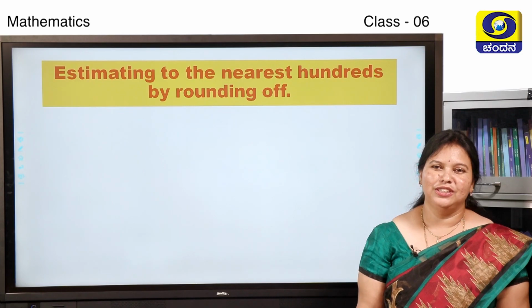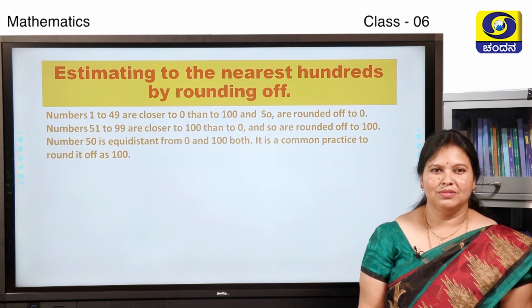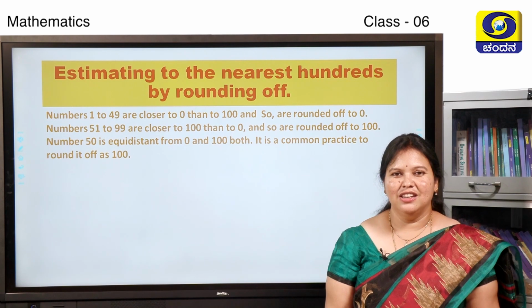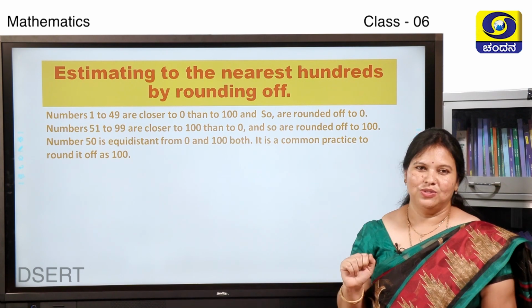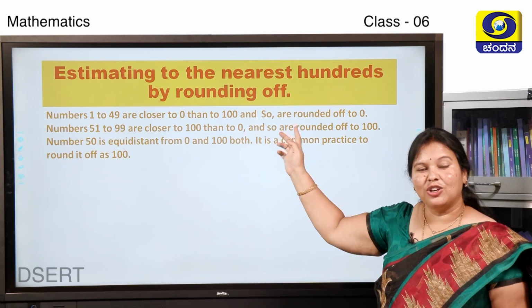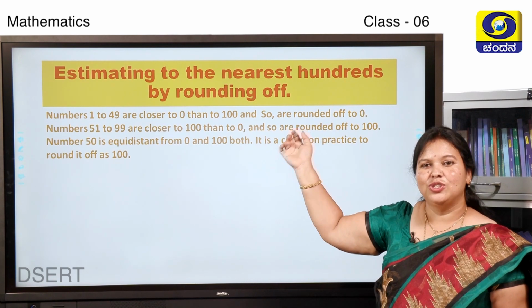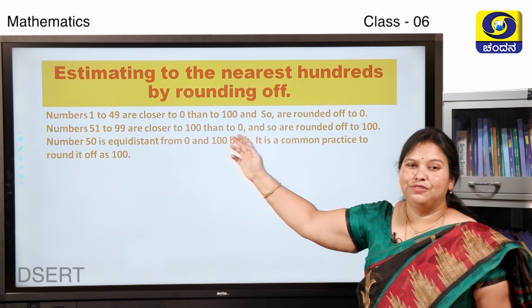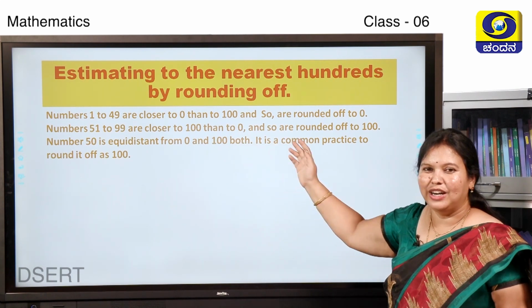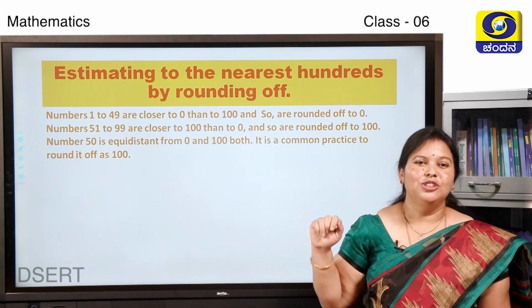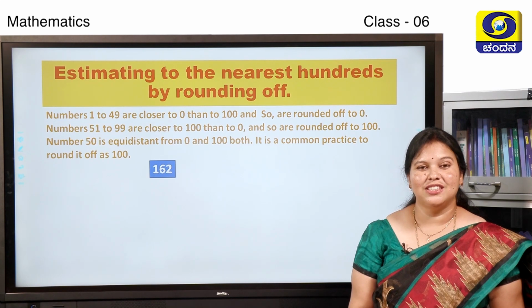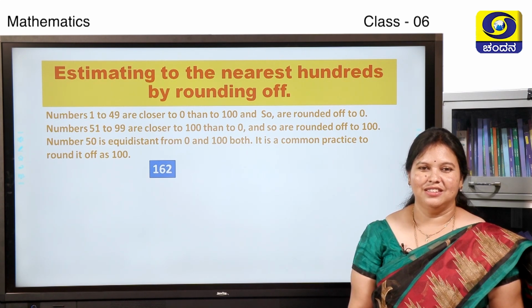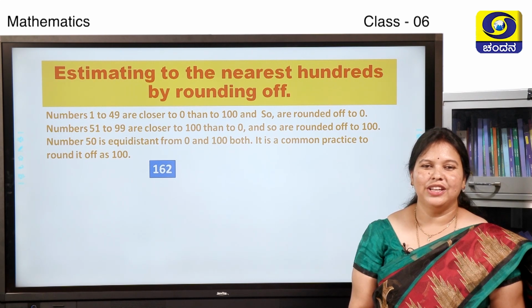Now we will estimate to the nearest hundreds by rounding off. Numbers 1 to 49 are closer to 0 than to 100. So, they are rounded off to 0. Numbers 51 to 99 are closer to 100 than to 0. So, they are rounded off to 100. Number 50 is equidistant from both 0 and 100. It is a common practice to round it off as 100. So, how to round off 162 to the nearest 100? Yes, 162 can be rounded off to 200.